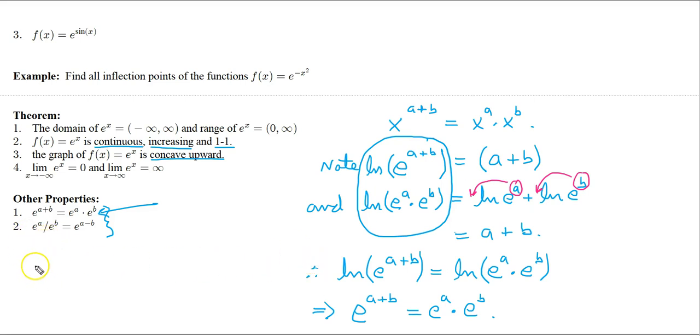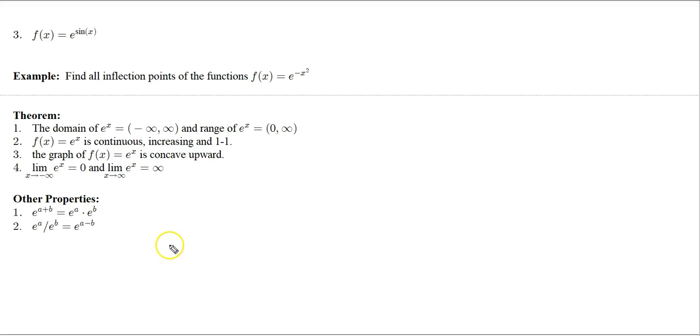And property number 2 is certainly true, because e to the a over b is equal to e to the a times e to the negative b, and then by property number 1 we can say that this is equal to e to the a plus negative b, or just e to the a minus b, and we get property number 2. So those are two properties of the exponential function. They shouldn't be surprising at all. And that concludes this video on properties of the exponential function e to the x.